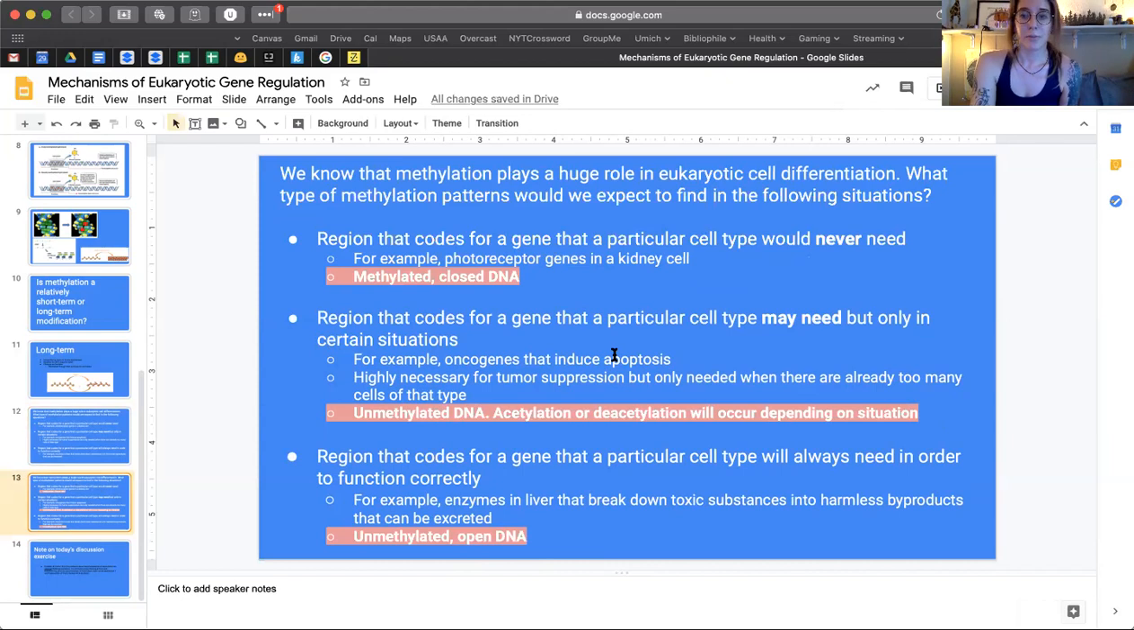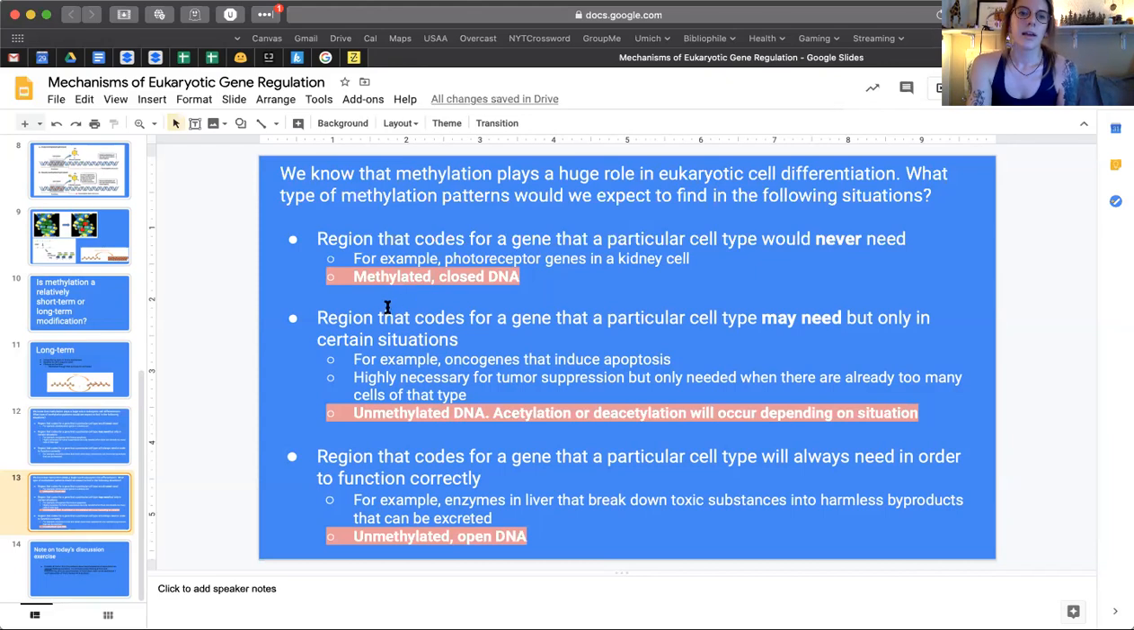All right, so hopefully you guys were able to get the right answers here. So in that first situation where we had the region that codes for a gene that a particular cell type would never need, we would expect that DNA portion to be methylated and closed. And remember that methylation is a permanent change, and it's causing that gene to be silenced, which is fine, because if we never need that type of gene, then we really don't want this to be reversible. We don't want a situation to accidentally induce transcription of this, because that would never be useful for us. So having it permanently closed is just going to make sure that we aren't expressing things that we would never ever need.